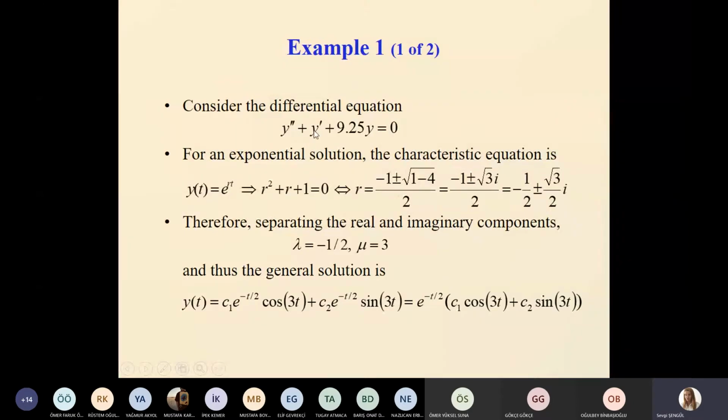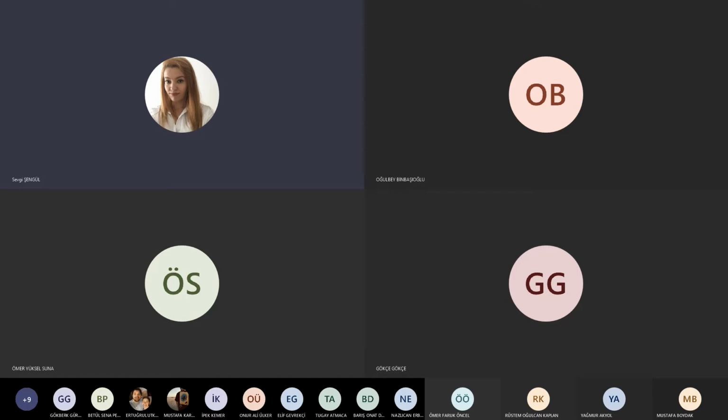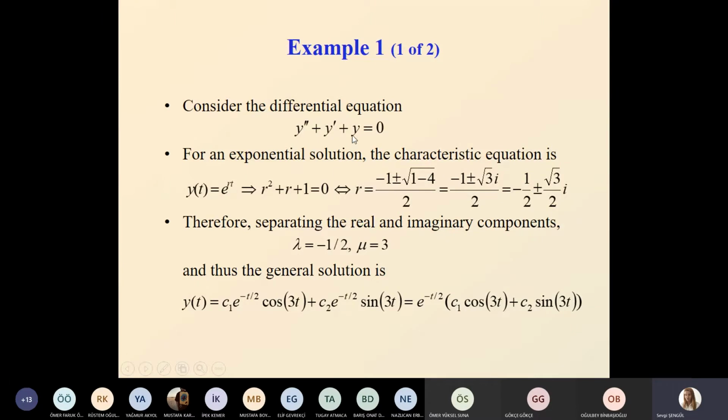Look at that. This is the differential equation. We plugged in e to the rt, so our characteristic equation will be r squared plus r plus 1. Why does it say 1? So I think this is wrong. Again, this is my mistake. Sorry. What did I say? It should be like that. I correct it now. There you go. r squared plus r plus 1 is 0.